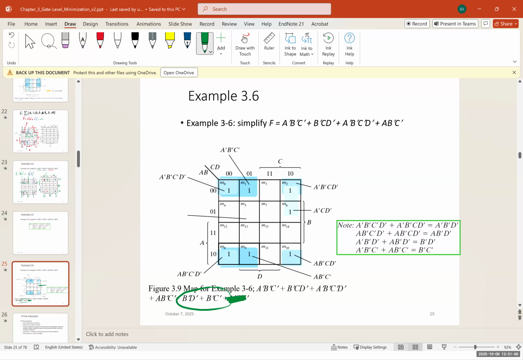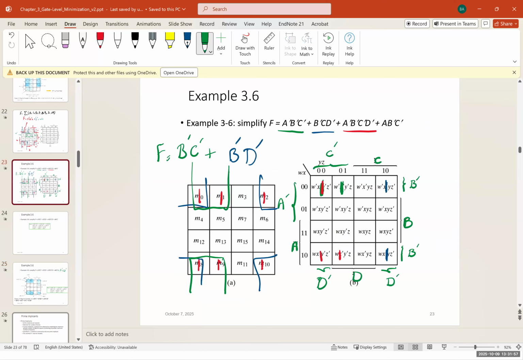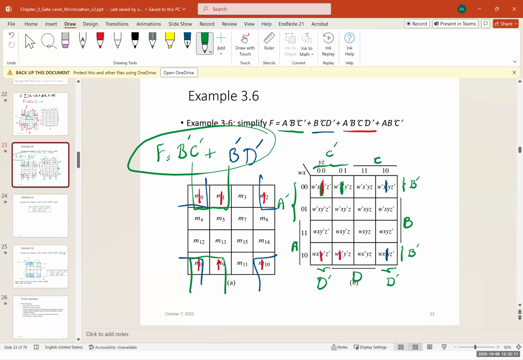If we had a plus A prime, C, D prime here, then this would be the answer for that. But for the previous question, we didn't have an A prime, C, D prime, so the answer would be F is equal to B prime, C prime plus B prime, D prime. So in your notes, make sure that you correct this typo.